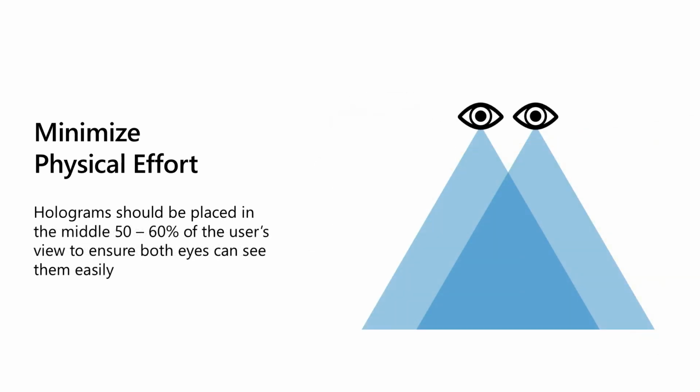And likewise, right, we can see over 200 degrees in our field of view, but if anything's placed very far to the edges, I have to strain to see it. So we want to be placing things just in the middle of the view to ensure that users can see them comfortably in both eyes.